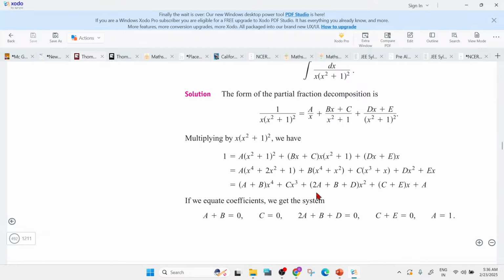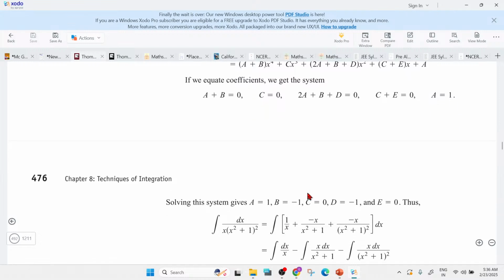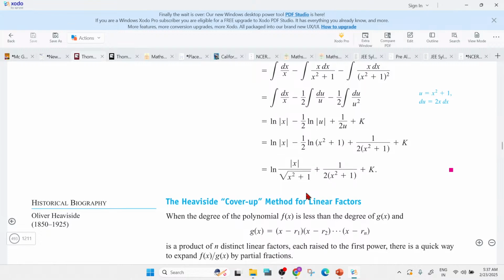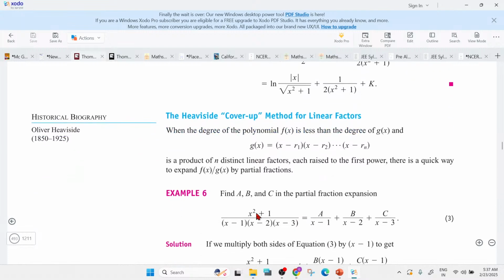Now, sometimes writing equations and then solving for 5 different equations will become a little tedious. So there is a special method, but this applies only when you can break everything down to linear factors. Here the denominator is already broken down to linear factors, so we know there will be only 3 coefficients.